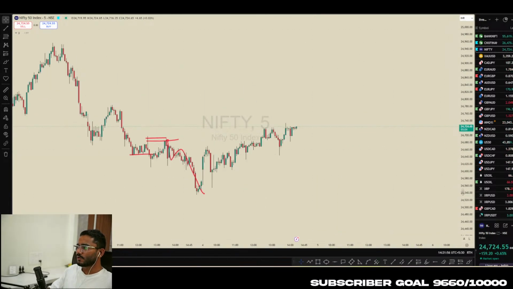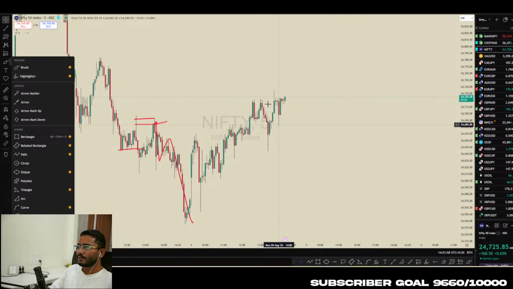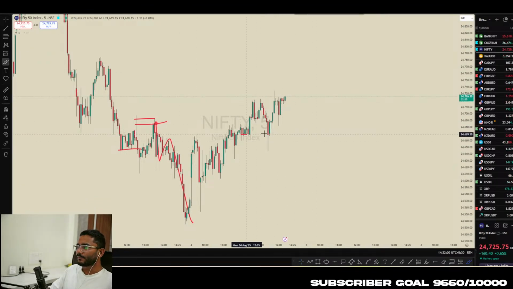Now Nifty should continue higher. Here price with the liquidity, creating this breakout structure, mitigate this order block. Now we can expect a good move to the upside.